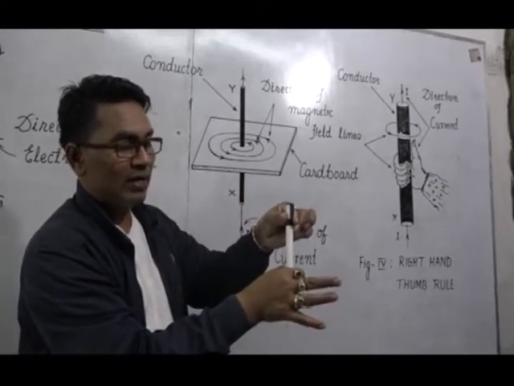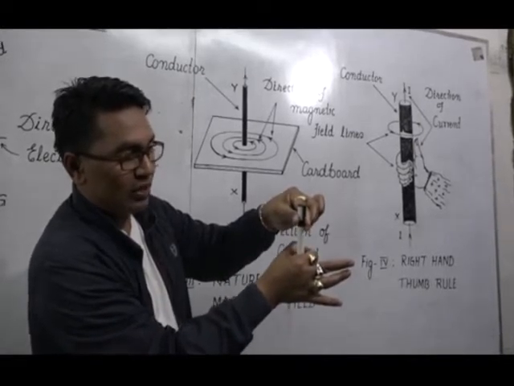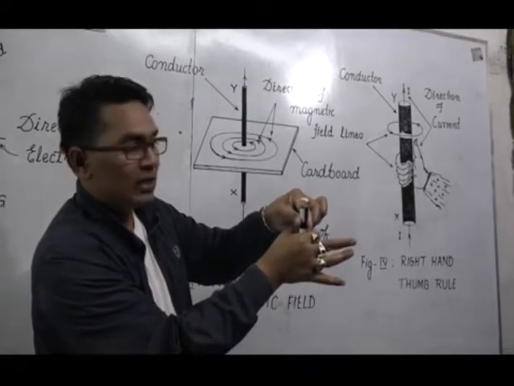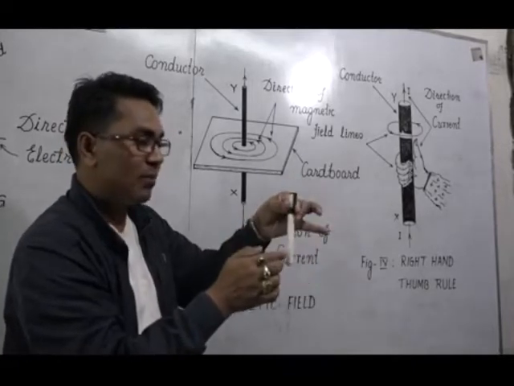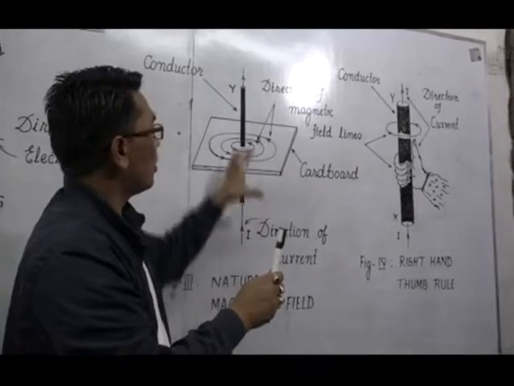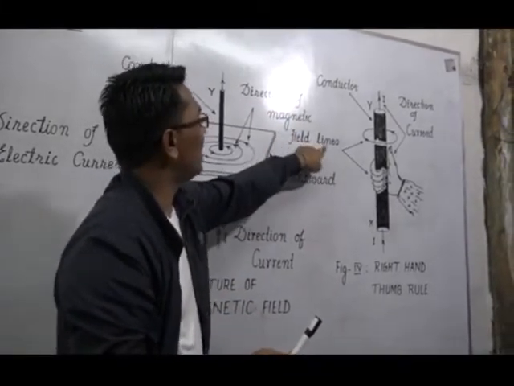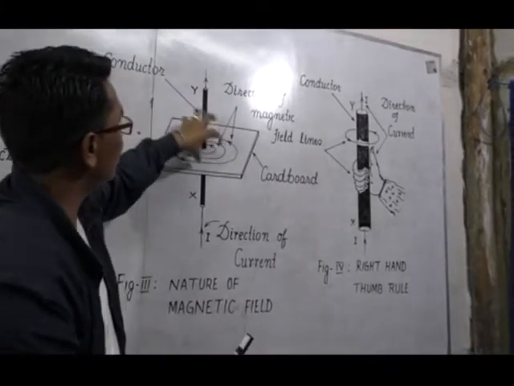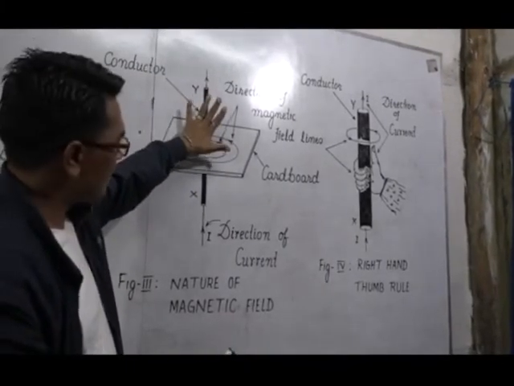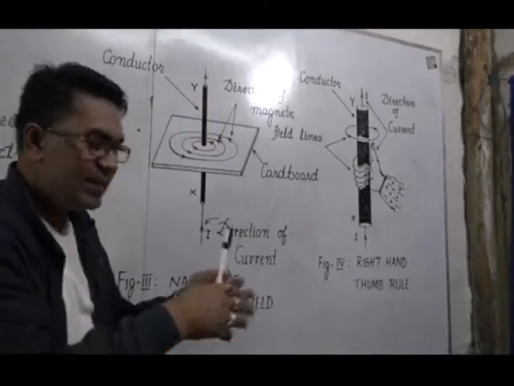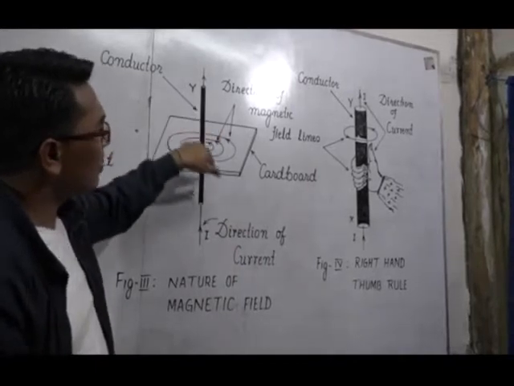So the circles are at the center of the conductor. The direction of the magnetic field lines means the field direction in the center of the circles. See what a straight conductor does to put a magnetic field.